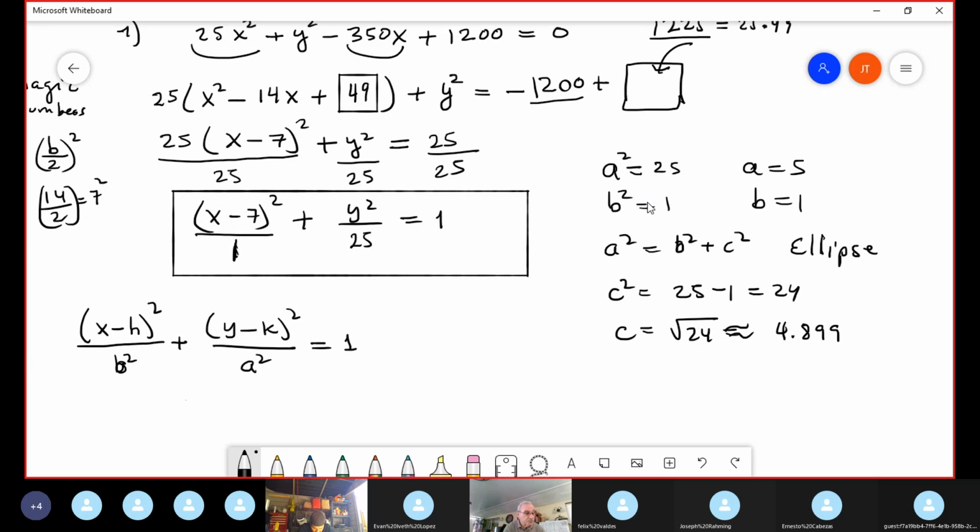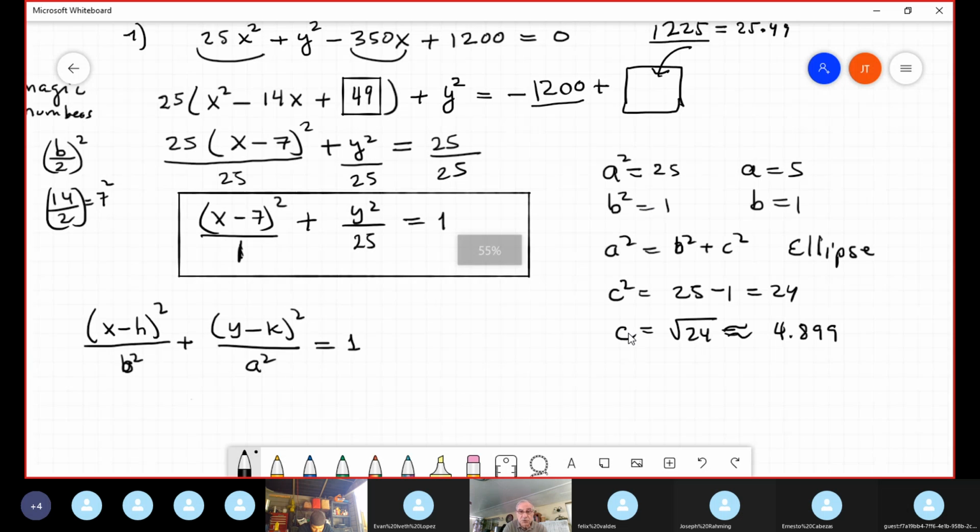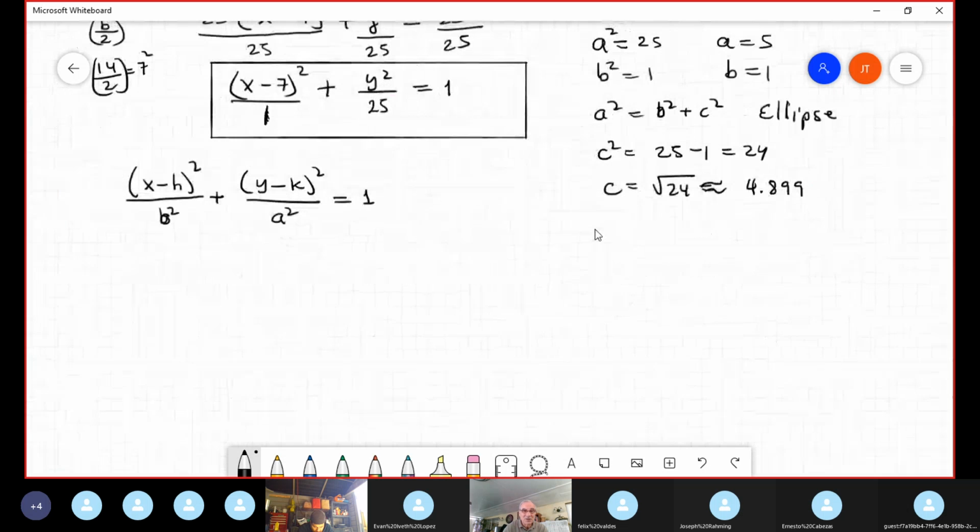Okay, super. Ready to determine the center. What is the center of this ellipse? Well, the center is located at the point (7, 0), because h is 7 and k is 0. We have no vertical translation. This is the center.